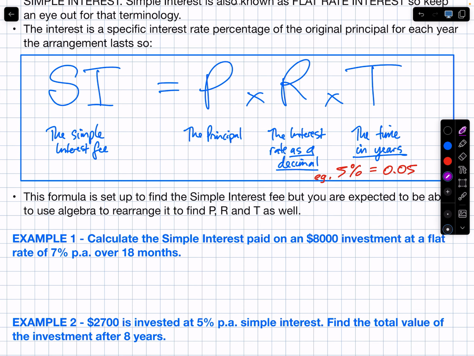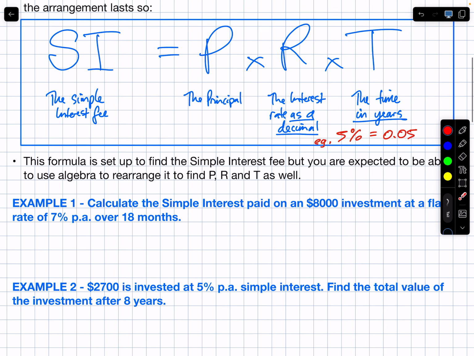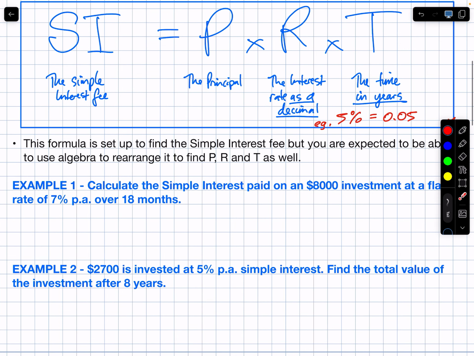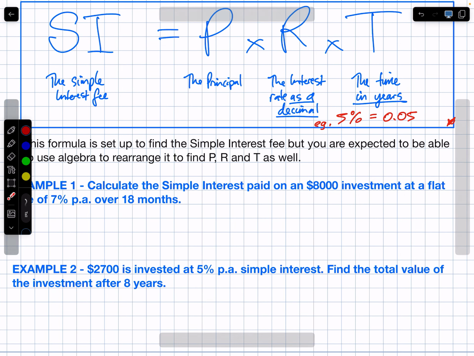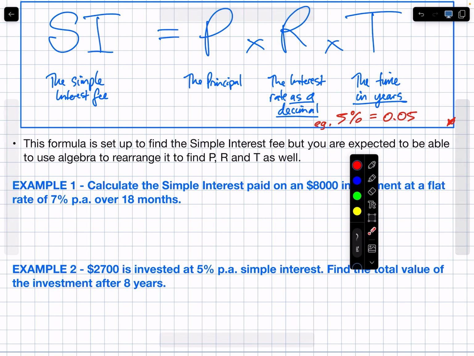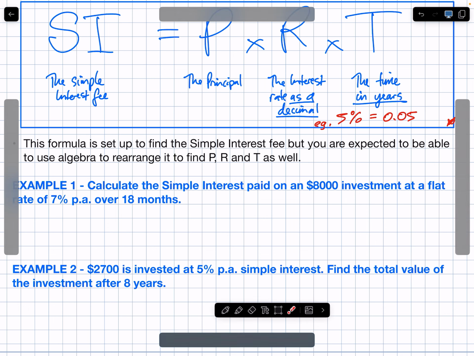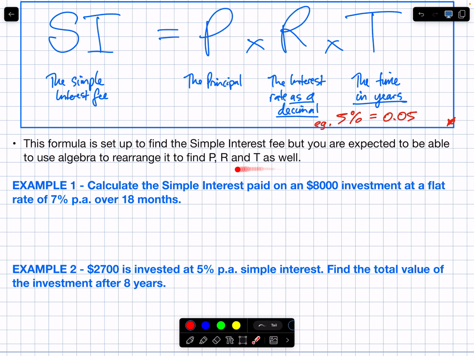So just be aware, this formula is set up to find simple interest, SI. But you're expected to be able to use algebra to rearrange and find P, R, and T as well, because those are all variables in this formula. If I know everything else except one thing, I can find any of the variables. That's how algebra works. So let's try this.